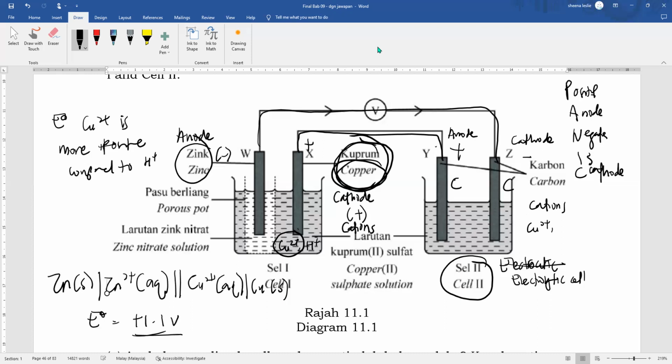Cu2+, some more? H+. Okay, H+. Now look at the anode. What are my anions going to the anode?